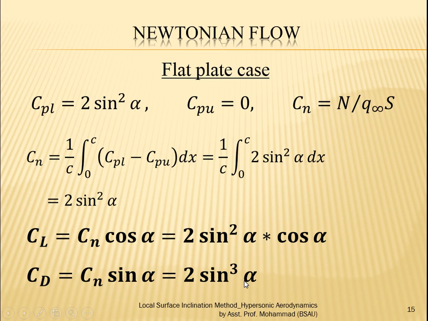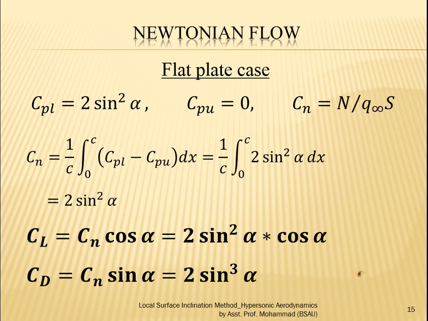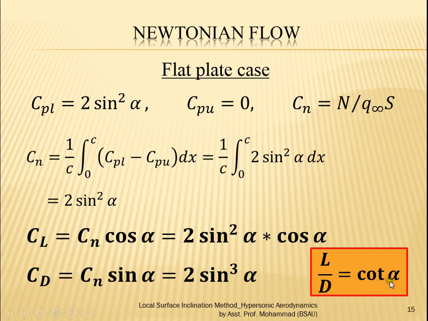Let us just see the picture again to clarify this relation. Here is the picture again. As we can see, if this is the normal and this is alpha, then this angle is also alpha. So lift is N cos alpha and drag is N sine alpha, and N involves sine squared alpha. So lift becomes 2 sine squared alpha cos alpha, and drag is 2 sine cubed alpha. Then we can find the lift to drag ratio also, by dividing these two, which becomes cot alpha.